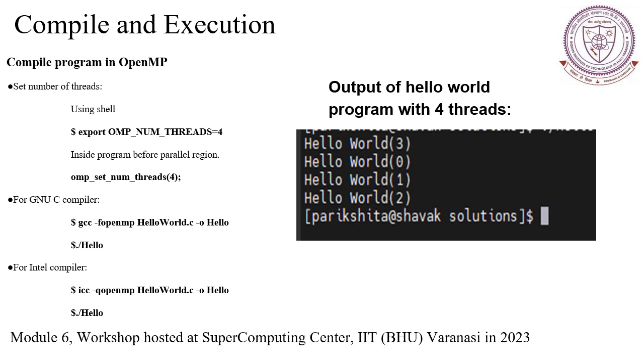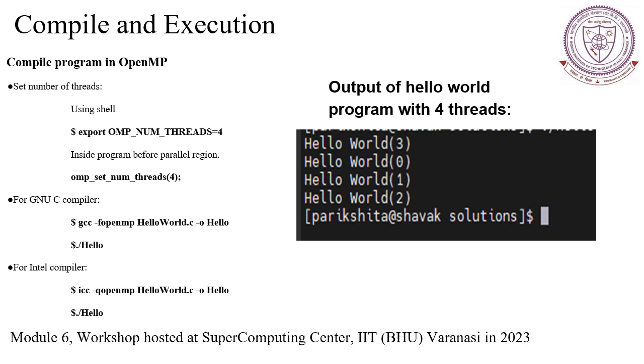Now we see how we compile and execute a program. The compilation of an OpenMP program involves several steps to generate executable code that can take advantage of parallelism. To enable OpenMP support during compilation, you typically need to specify the appropriate compiler flag. For example, if you are using GCC, the GNU compiler, you can use the -fopenmp flag. And if you are using the Intel compiler, ICC, you can use the -qopenmp flag. This flag informs the compiler to recognize and process OpenMP directives.